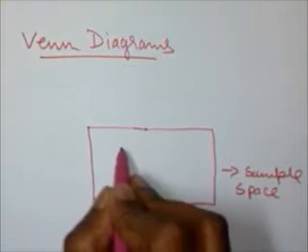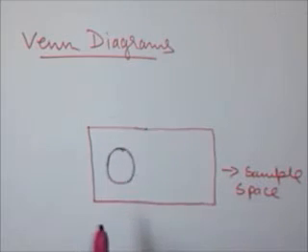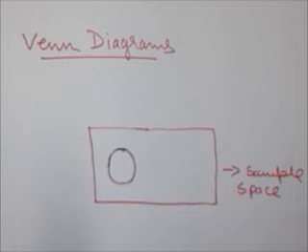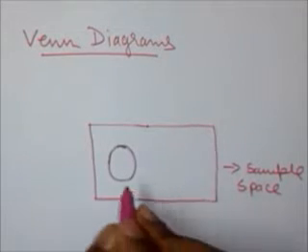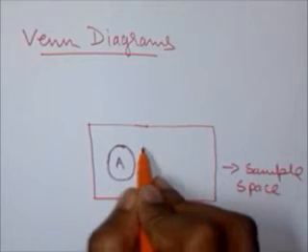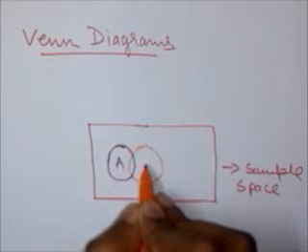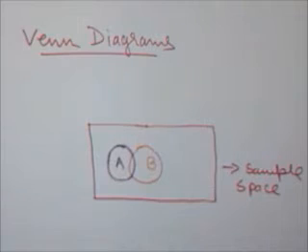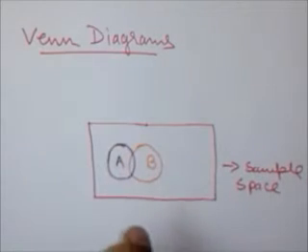The set A is represented by a circle, and similarly a different set B is represented by another circle. Similarly, we can have a higher number of sets in the sample space, but I'm going with two to make it simpler. So now, what are these areas representing in this diagram? I will show you that.